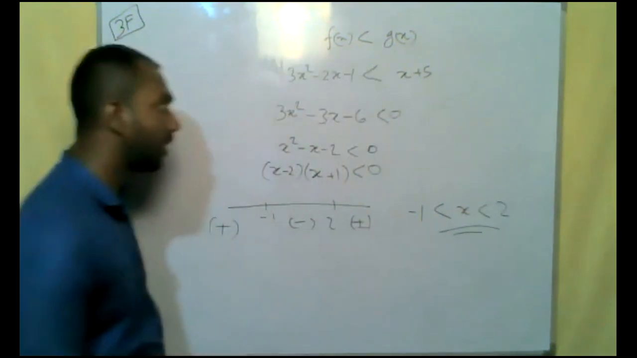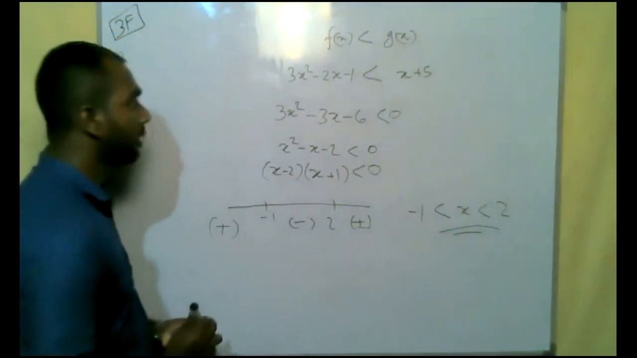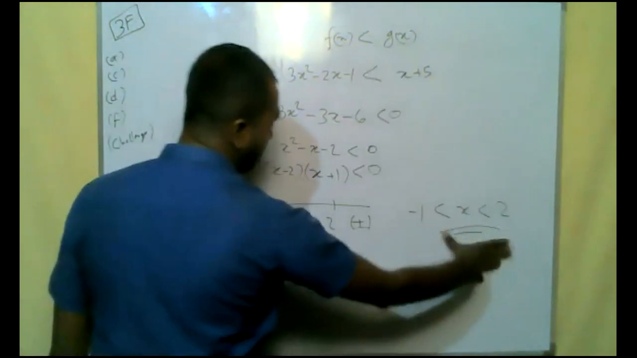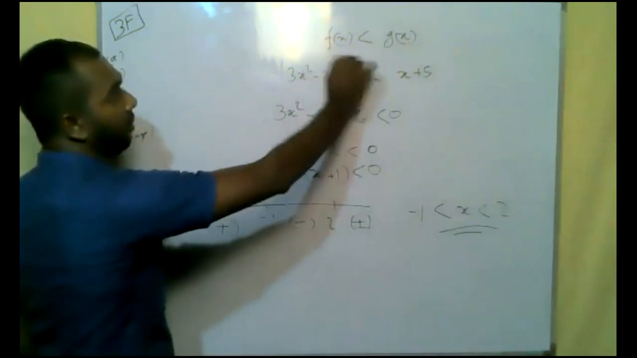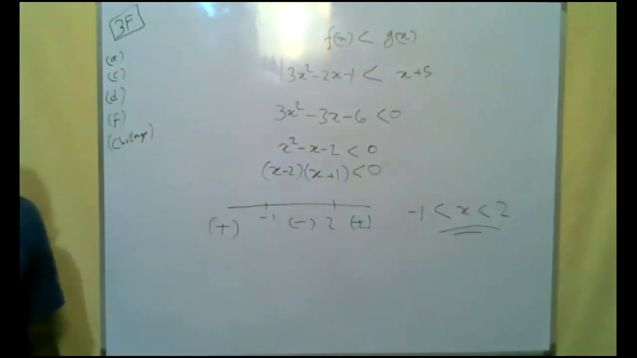Are you guys understanding this point? That means if you plot these curves, within this region, the value of this graph will be below the gx, the curve of the gx.